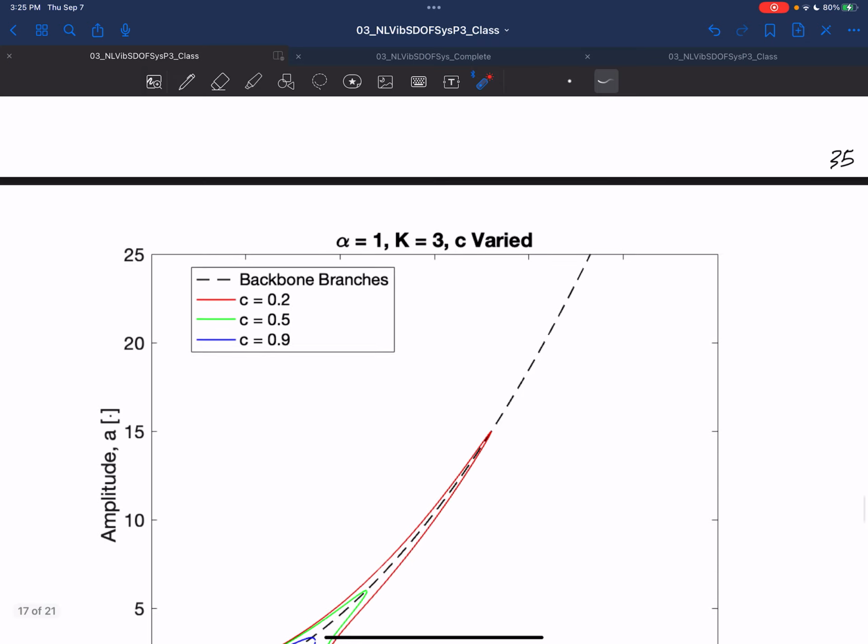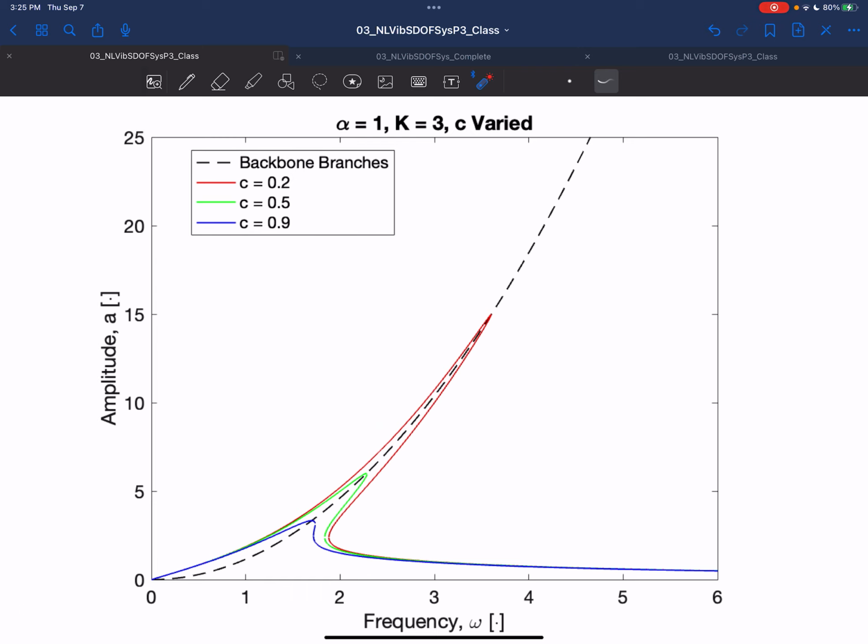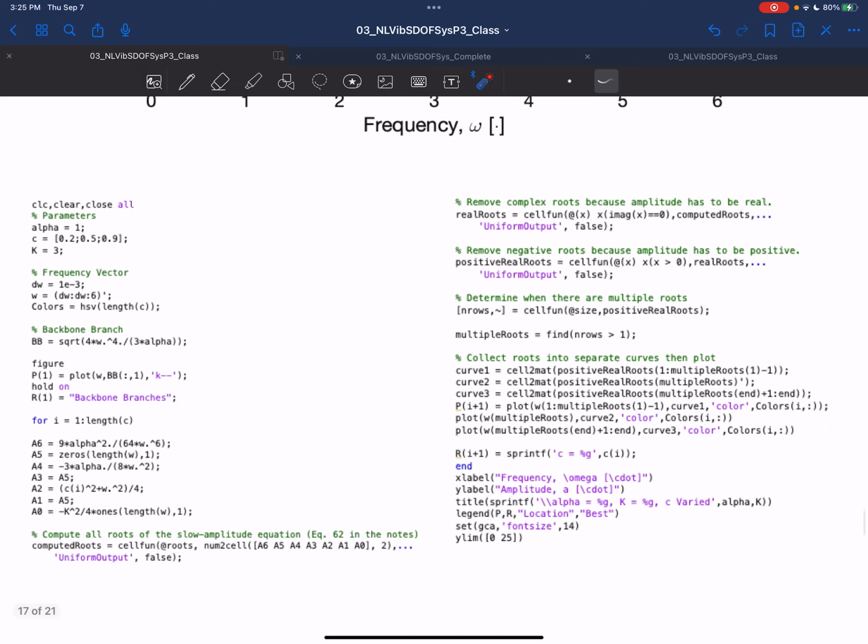All right, on the next page we have what happens when you vary the damping. As the damping is varied here, you can see that the backbone branch stays the same because it doesn't depend on damping, and the curves just bend around this backbone branch. And if you have enough damping in this kind of oscillator, you can actually eliminate these multiple solutions. In fact, this method breaks down when you have a damping of 1 in this case. In that case, it becomes critically damped, of course. Okay, we got a few more pages to go, and then we'll be done.